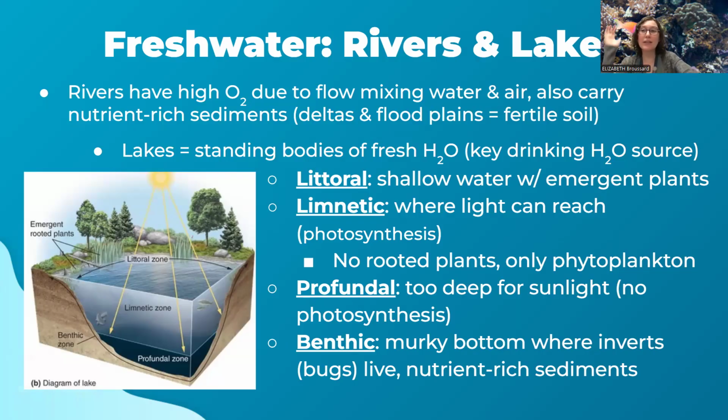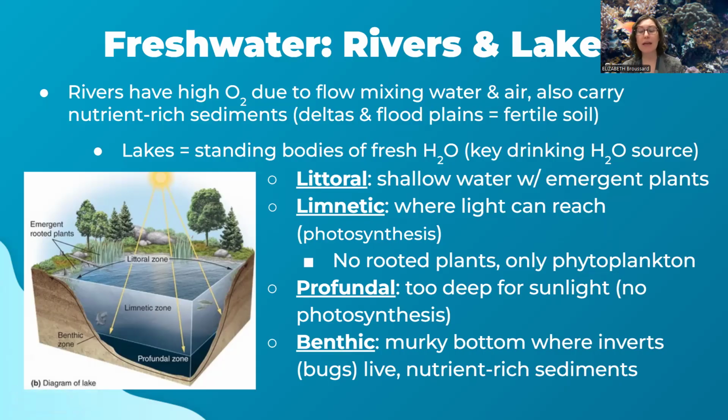It's shallow enough that the plants are able to hook in, latch into that underwater soil, but then grow above the water as well. That's going to be our littoral shallow zone right there along the shore. Limnetic zone is going to be anywhere that the light can reach. So this is where we're going to be having photosynthesis.